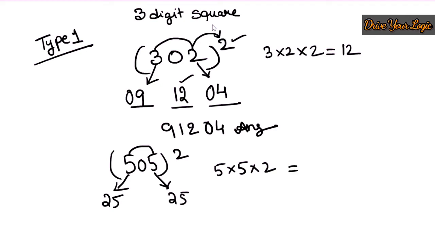So here what are we getting? 5 into 5 is 25, 25 into 2 is 50. So write down 50 here. Now you just write down whatever is written: 5, 2, 0, 5, 2, 5, and that's your answer.